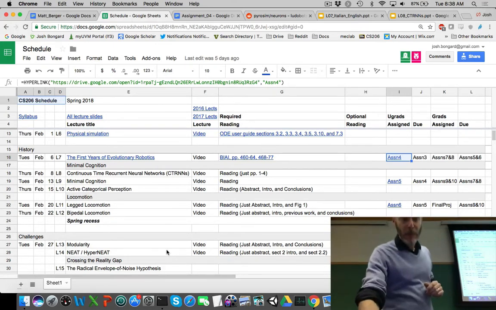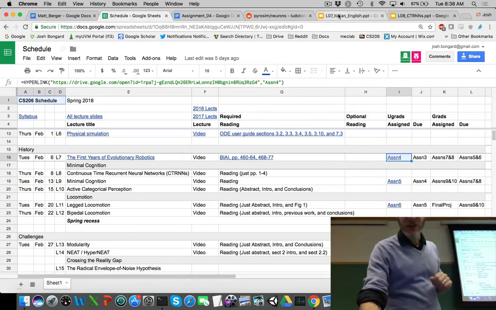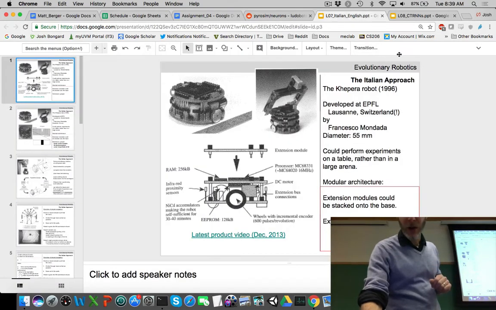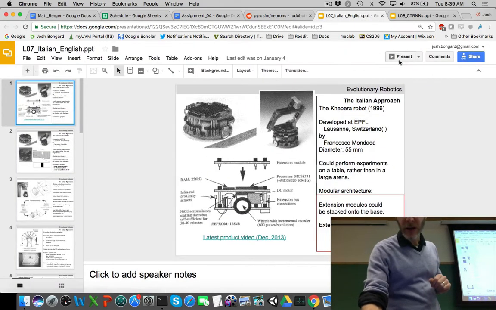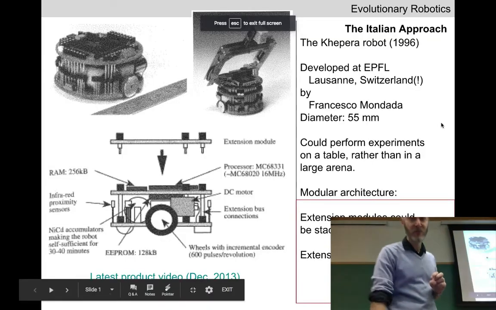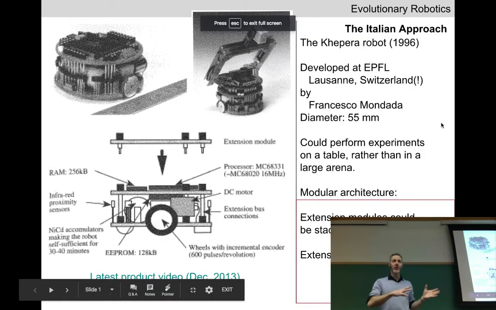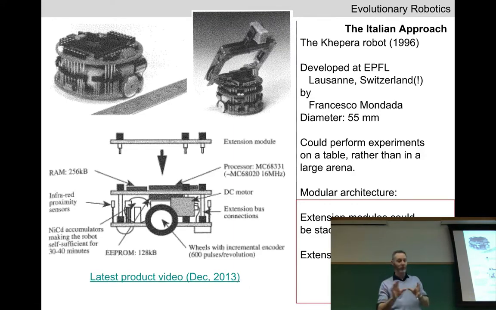Okay. Before we get to that, first years of evolutionary robotics. The field started in Europe. So we're going to look at the Italian approach today, and then the English approach in about 45 minutes from now. The Italian approach was carried out by 2 Italian researchers in Switzerland. Just a little bit of geography for you.